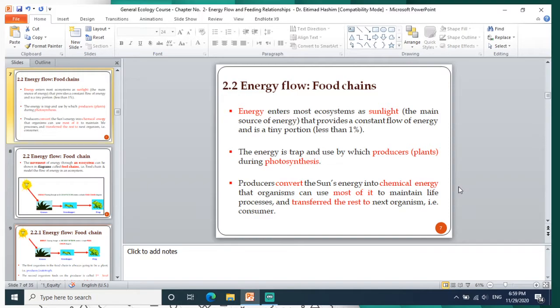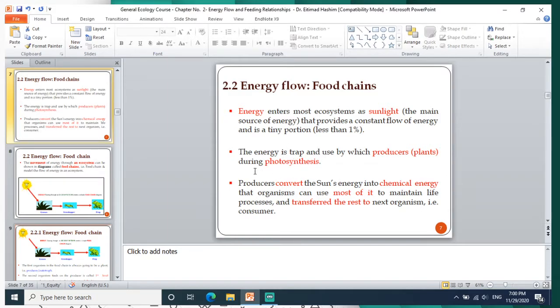So as we said, energy enters most ecosystems as sunlight. If you ask yourself from where does energy come, the main source of energy is the sun, which provides a constant flow of energy, but we use just a teeny portion, maybe less than 1%. Then the plants grab this energy and use it to produce glucose, or to produce food. So plants are called producers, by the process called photosynthesis.